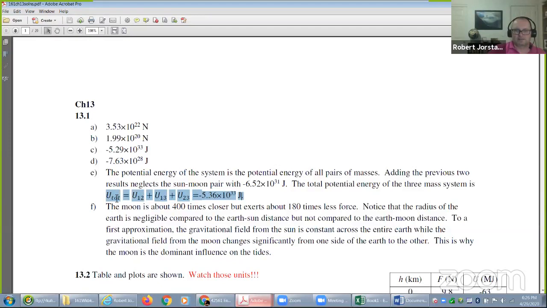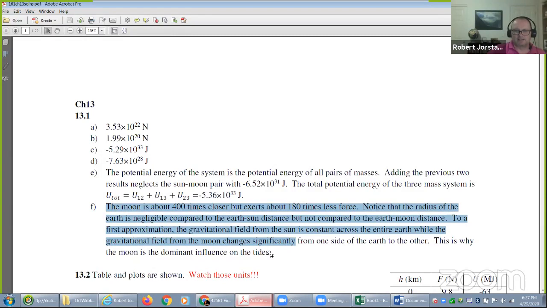Now look at this. It's not a big change, but we do see the Sun-Moon pair matters a little bit. Actually, it matters more than the Earth-Moon pair, right? And so because the sun is so massive, it's going to dominate everything. But we do see a tiny change here in the sig figs, all right? So, all right, good enough. And then here's the question about the tides.